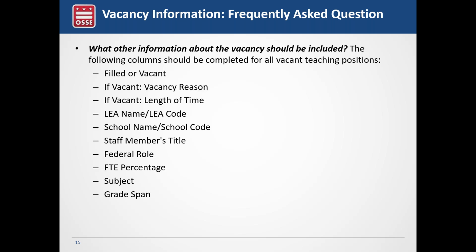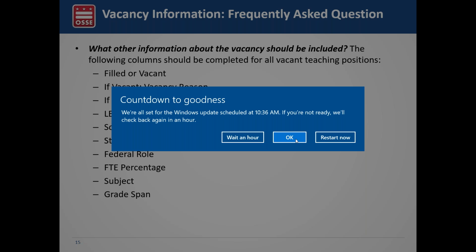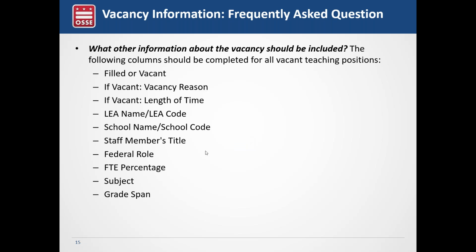So we need you to tell us if it's vacant, why it's vacant, and how long it's been vacant. Fill in your LEA name and code, your school name and code, just like you do for everyone else, so we can see what school that vacancy is at. Put in the title that person would have. So if you need a third grade teacher, you would write third grade teacher in the staff member's title. For the federal role, if it's a third grade teacher, you'd put teacher elementary, or if it's a high school teacher, teacher secondary, just like you would for any of your other teacher roles. Tell us what FTE that is. For most people, that's an FTE of 1. If you just need a part-time teacher, then you would put whatever the appropriate FTE is, whether that's 0.5 or 0.6, or whatever it may be. And then tell us the subject and grade span.